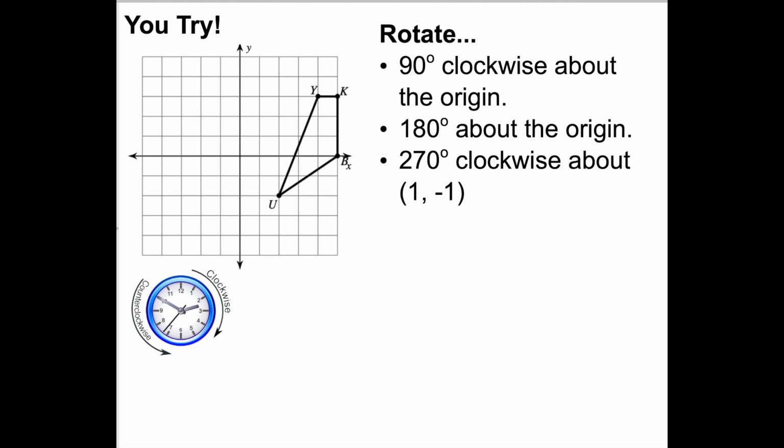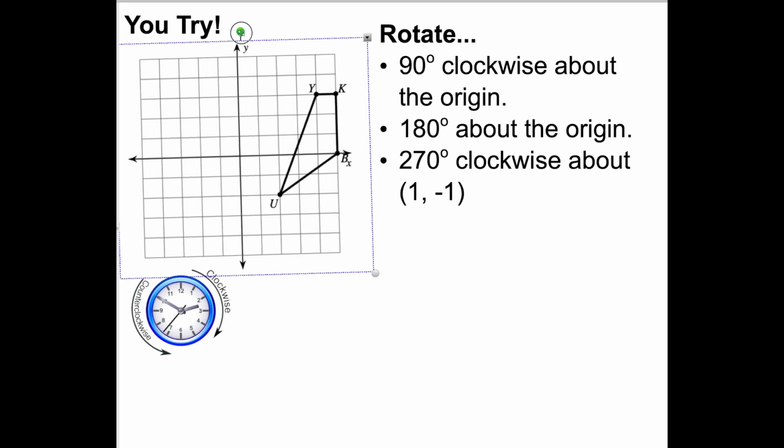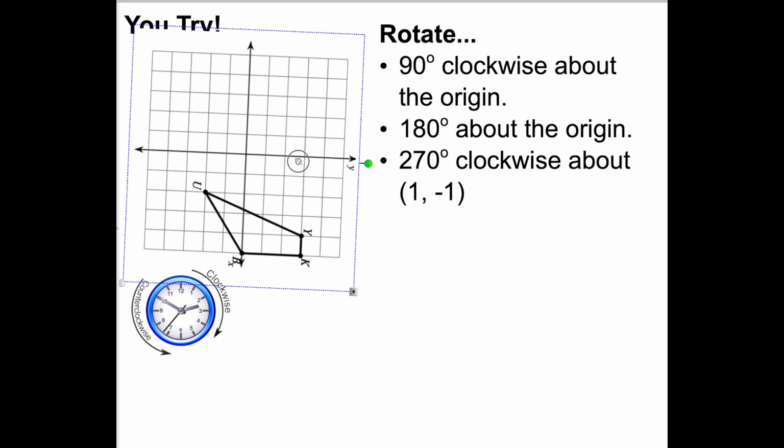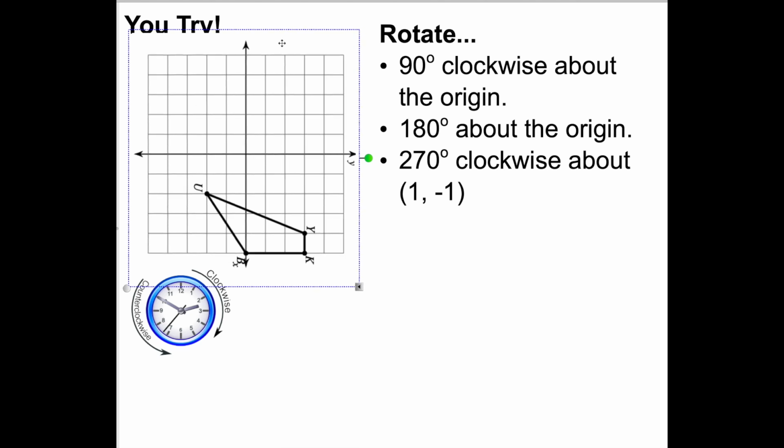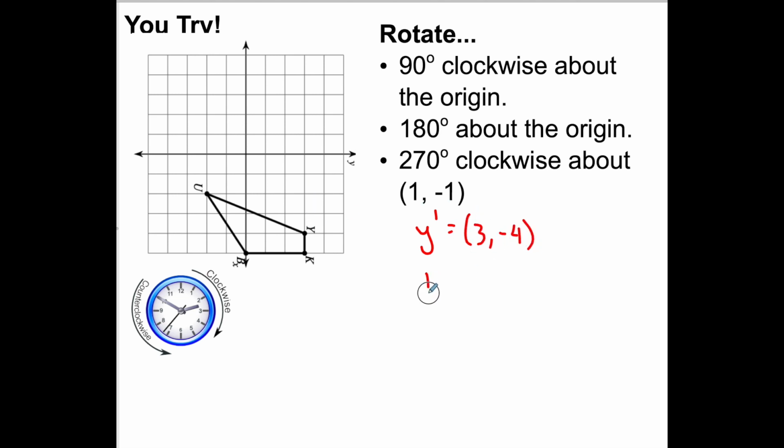Alright, here we go. 90 degrees clockwise about the origin. I'm going to erase in between each one so we don't get too confused. Again, you put your finger on the origin and we turn 90 degrees clockwise, and we write down our points. Y prime equals 3, -4. K prime equals 3, -5. I'm only just subtracting 1, so I could kind of cheat there.